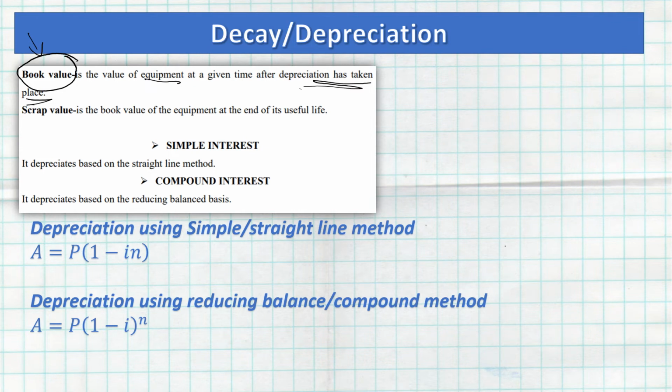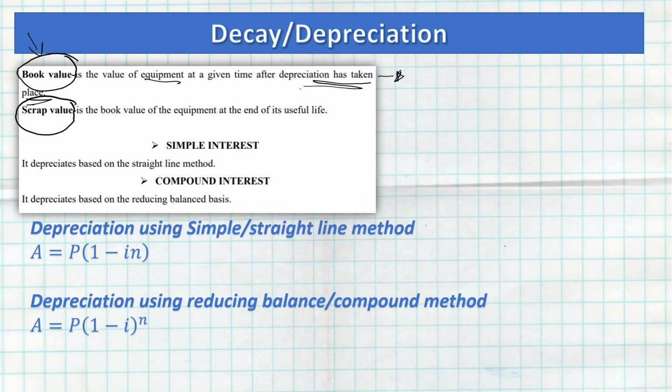Okay. So now we also have the scrap value. So don't confuse the book value with the scrap value. Although the scrap value is also a book value, it's a book value that is different, right? So we said the book value is the value of an item or the equipment after depreciation has taken place. So this one is when an item is still functioning, right?